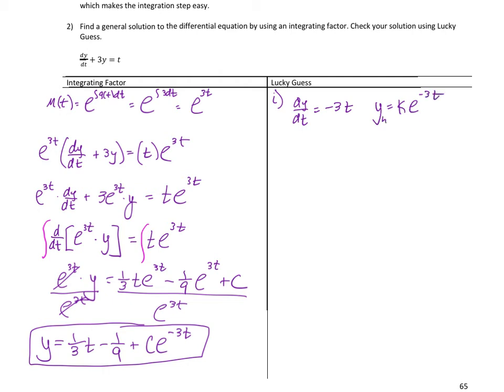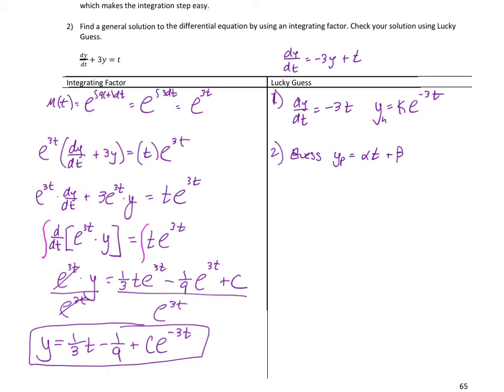That's my y homogeneous. Okay, step 2 is to find one particular solution to the original differential equation, which I think I'm going to write like this: dy/dt equals negative 3y plus t. So the forcing function is a t, so that means my y particular guess has to be linear. So I'm going to guess that y particular is alpha t plus beta.